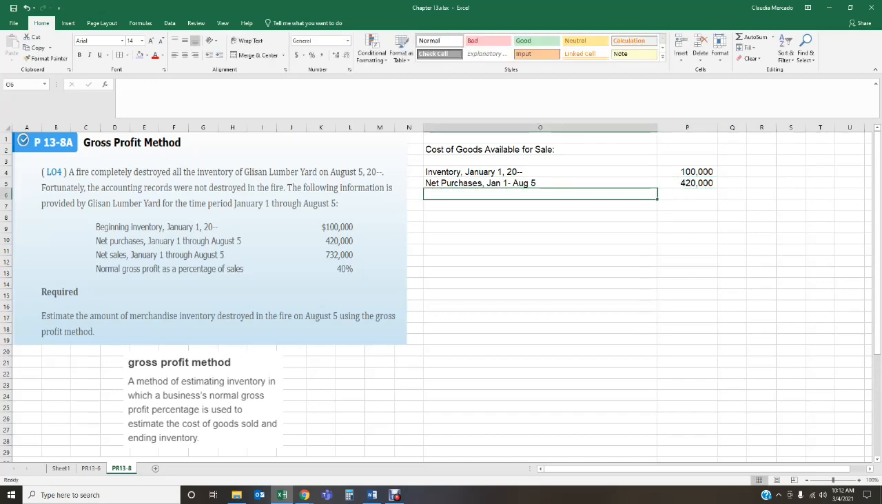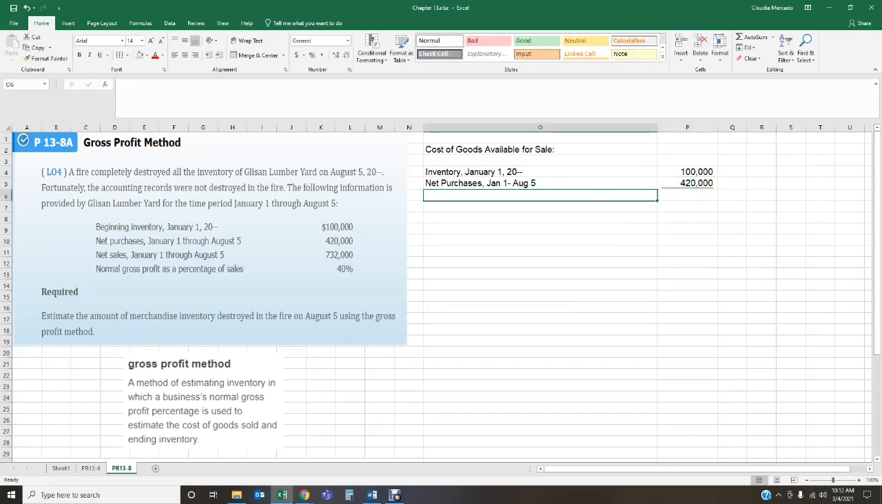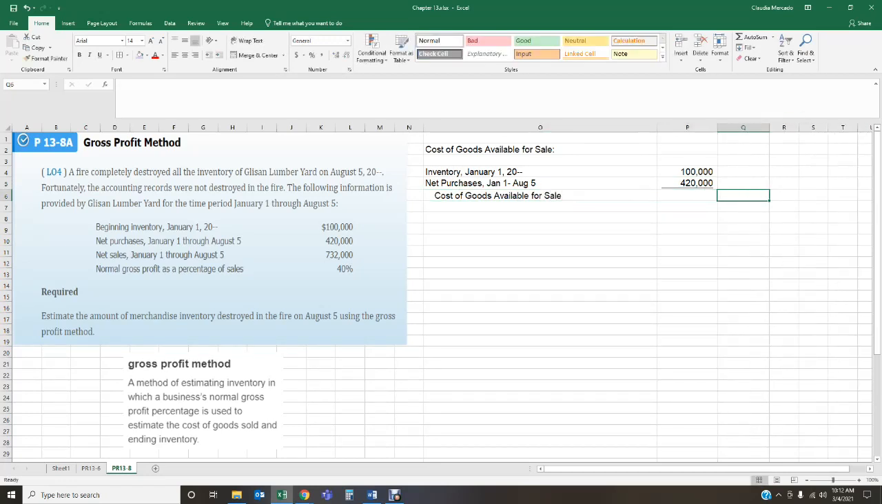I'm going to add those two items. Let me underline here. That gives me my cost of goods available for sale. We add those two numbers together, and that gives us $520,000. That is what I had available to sell, how much merchandise I had in my warehouse that was ready to be sold. Now the next component is estimating the cost of goods sold.